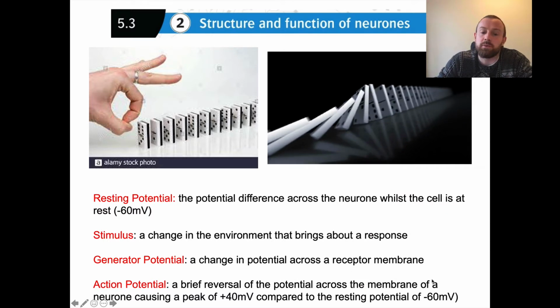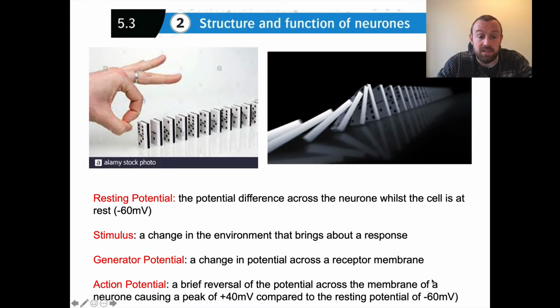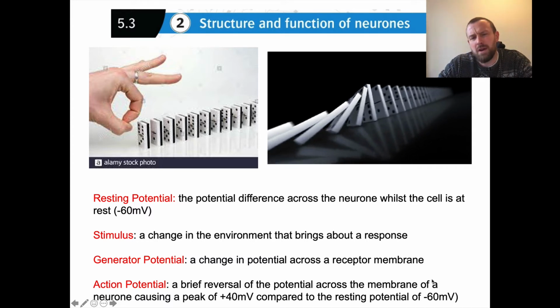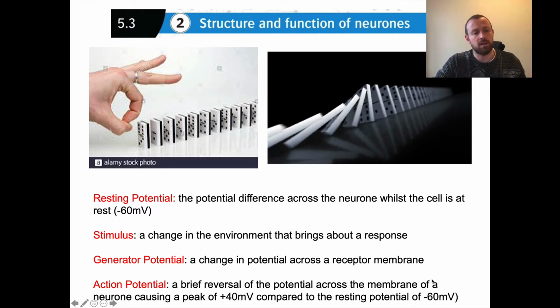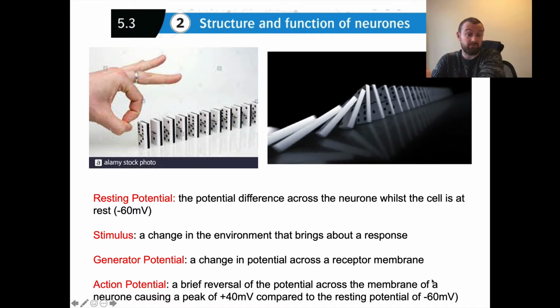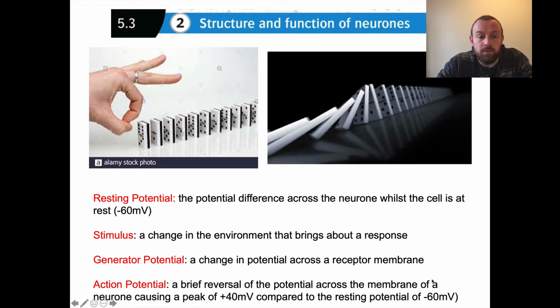So resting potential is the potential difference across the neuron whilst the cell is at rest. And resting potential is a little bit like the picture of the dominoes on the left. The dominoes at rest have the potential to fall, and they also have the potential, if they're arranged in this kind of chain, to transmit an impulse from one end of the domino chain to the other. So the stimulus is the thing that causes the change in the environment that then brings about a response.